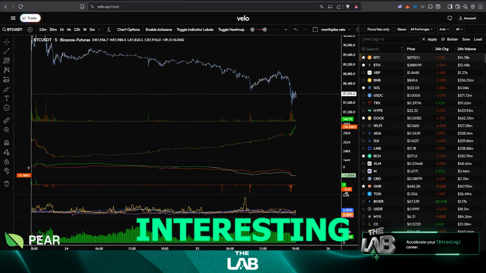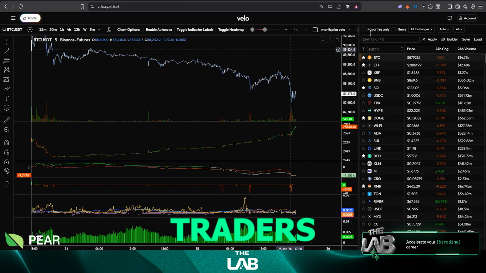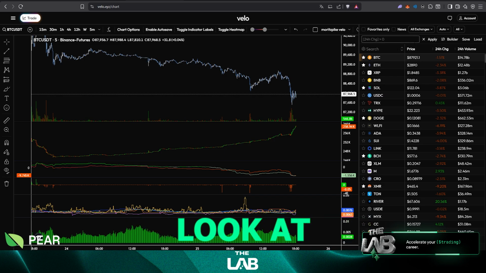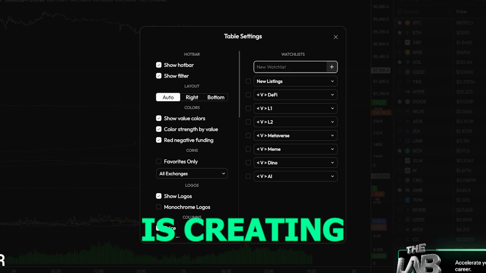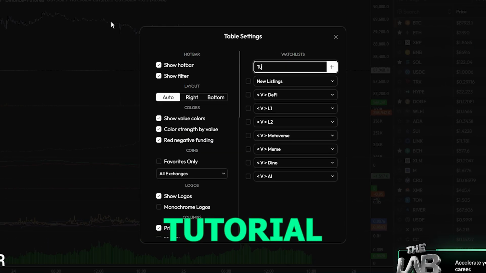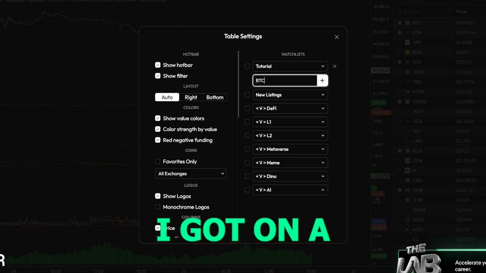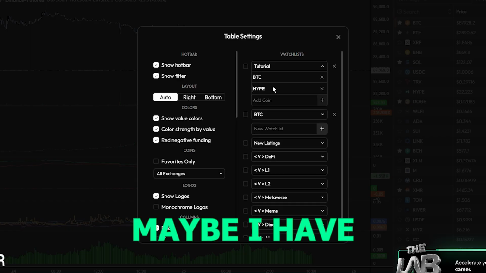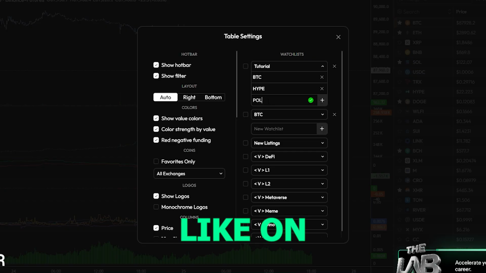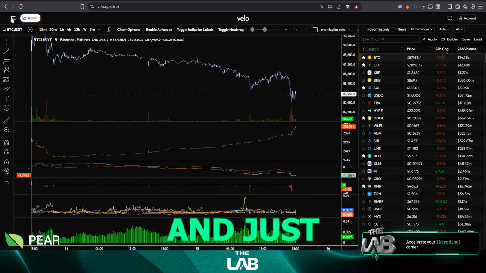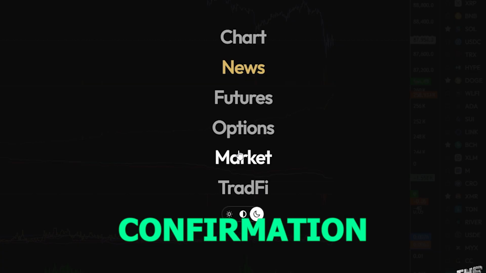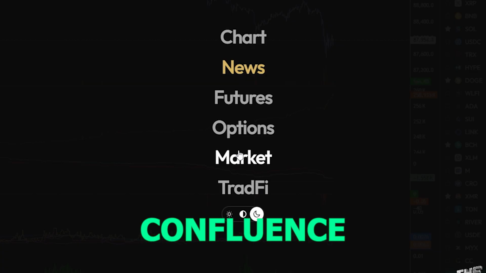But also very interesting for all pair traders or basket traders, or generally if you have a watch list of a few coins and you're not sure what kind of coin you should look at, a feature that I like is creating new watch lists. Let's say tutorial, for example, and then I could put in, I don't know, BTC. I want to add, for example, HYPE, and maybe I have a short leg on Polygon, right? There are some more features than just the chart one in my aggr that you can use also for more confirmation, more confluence and stuff.